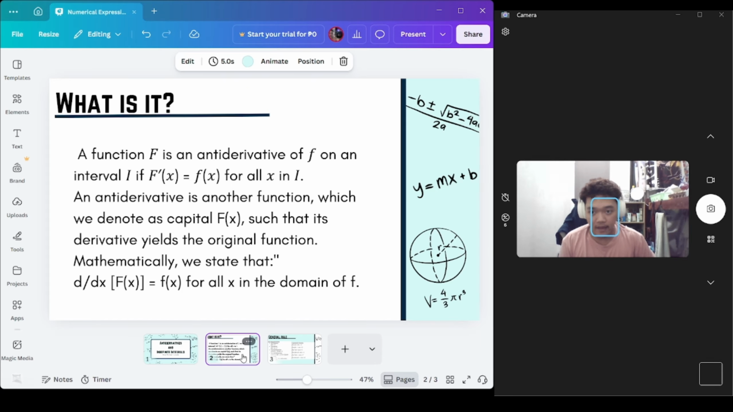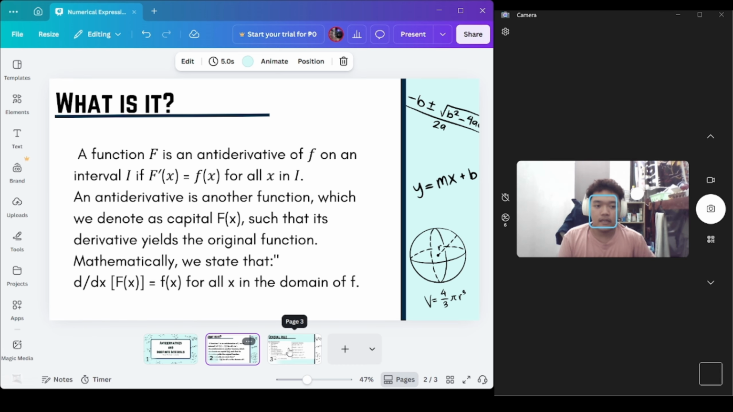A function capital F is an antiderivative of f on an interval I if F prime of x is equal to f of x for all x in I. So an antiderivative is another function, which we denote as capital F of x, such that its derivative yields the original function. Mathematically, we state that as d over dx of F of x equals f of x for all x in the domain of f.